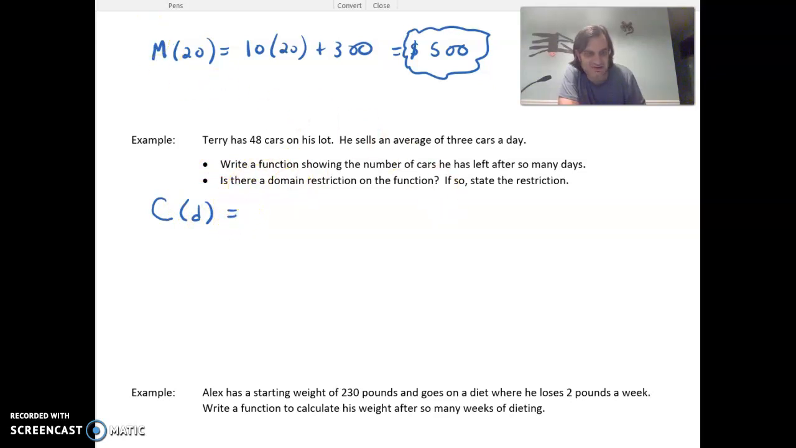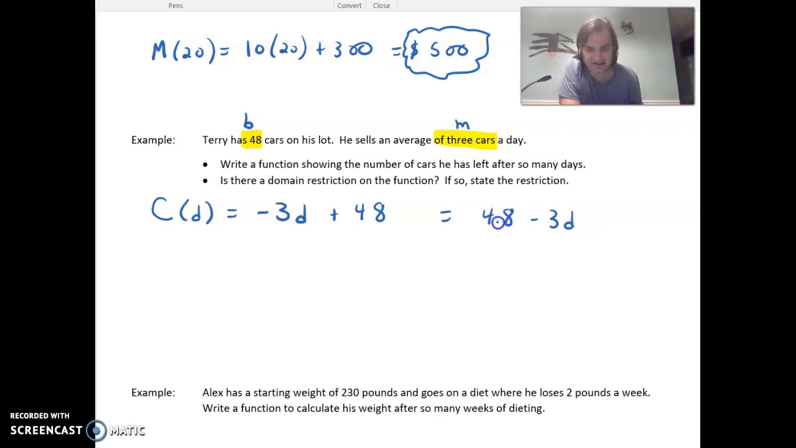Now in this case, when we look at things, he has 48 cars to start with, so that's a starting amount or an initial value. Okay, and he also is selling 3 cars a day. So that is the rate of change. But let's keep in mind here, he is losing 3 cars per day. So what does that mean? It's negative 3D for days plus the 48 that he started with. So he had 48 to start with, and he's losing 3 every day. Sometimes that might look better if you said I start with 48 and I'm going to subtract 3 every day.